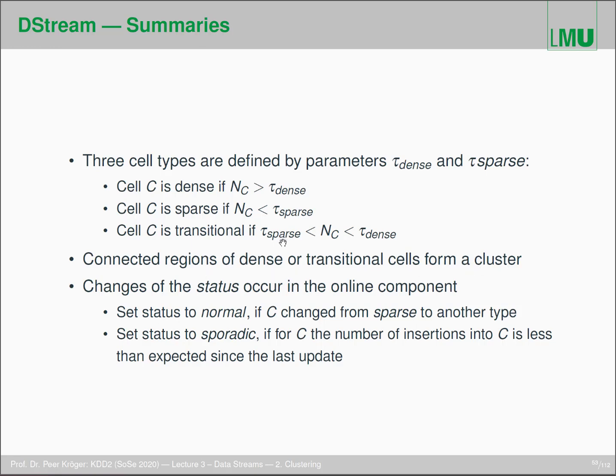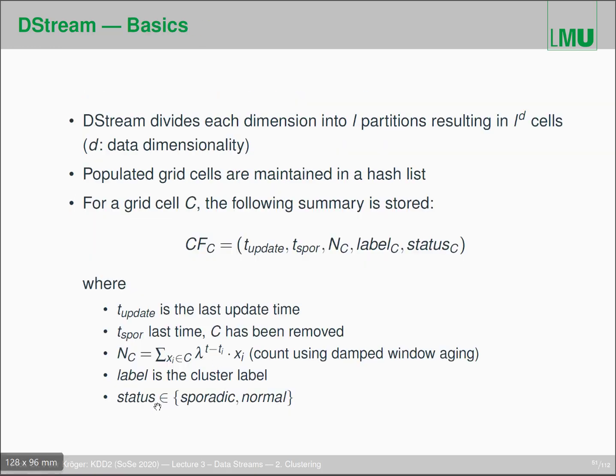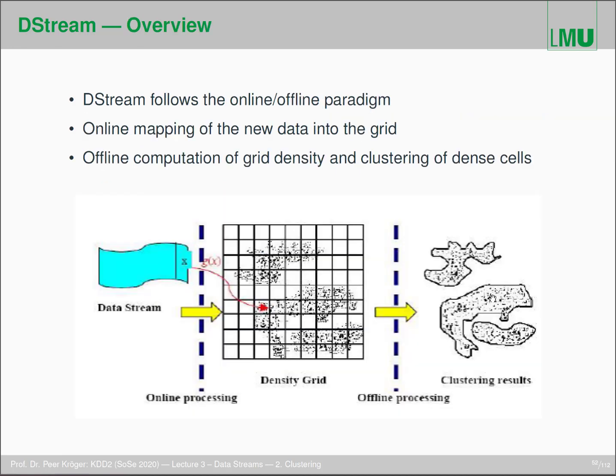So sparse is basically the lower threshold. As long as a cell has more than tau_sparse points in it, it is considered to be dense enough to form or to be part of a cluster. Yeah, and changes to the status field. So we have this status field here, the status summary.